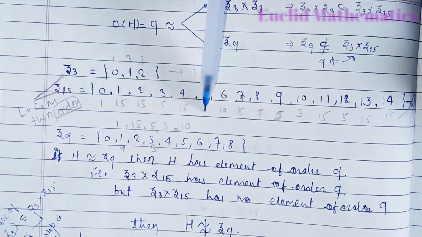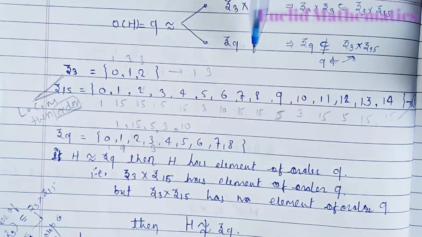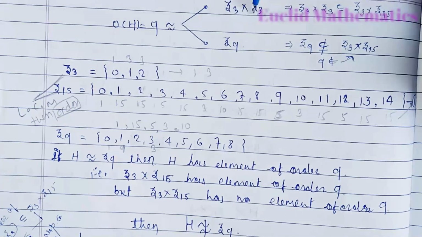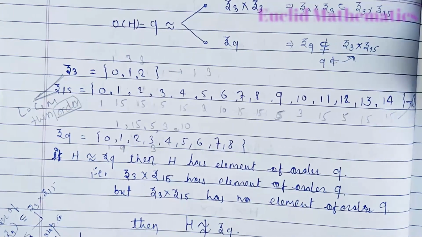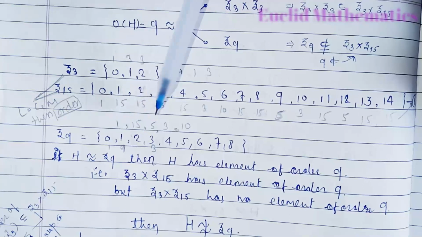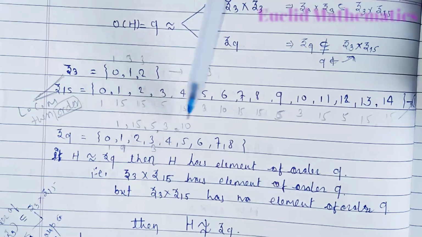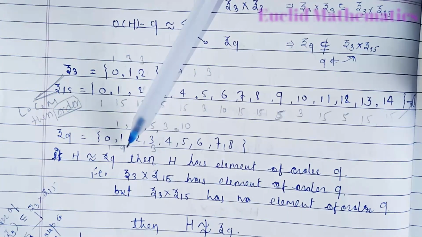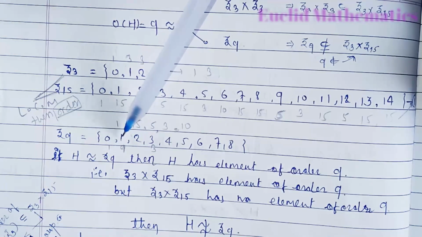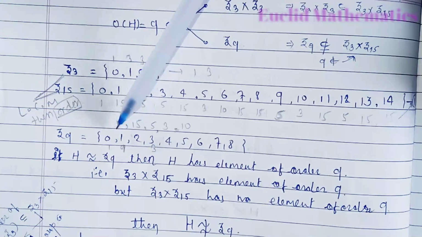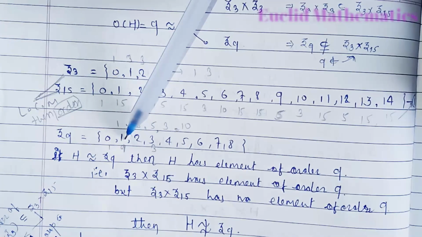Then check whether these elements are present in Z3 cross Z3 or Z9. If some elements are present in one group and not present in the other, that means the groups are not isomorphic. So here Z9 contains elements of order 1, 15, 5, 3, 10, and 1 is the element whose order is 9. We can easily say that 1 has order 9, so 9 into 1 under the Z9 additive group is the identity 0.